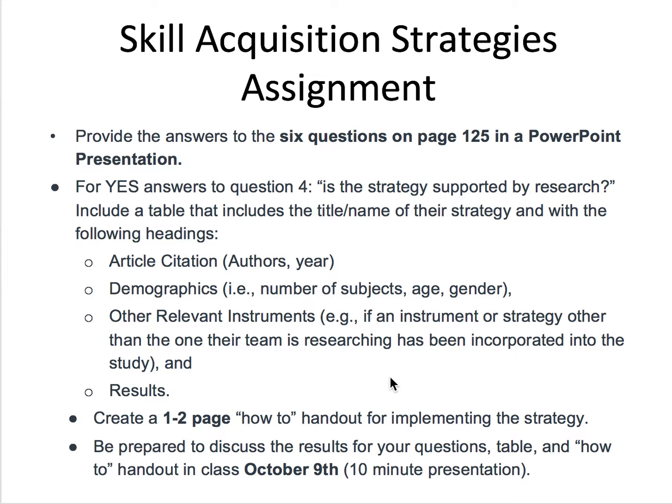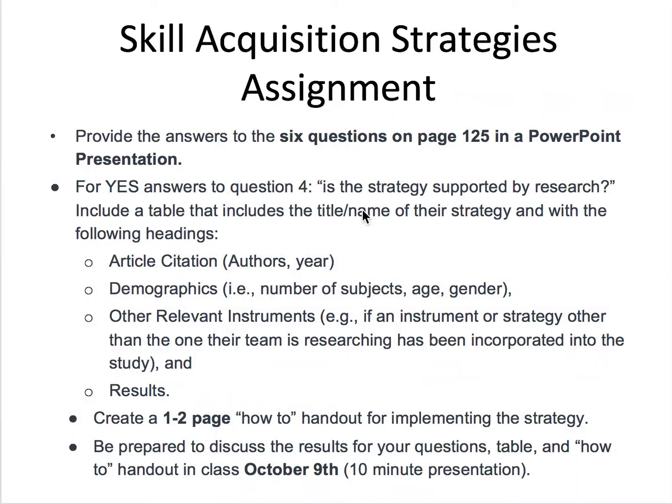So it looks at, what's the skill that's going to be targeted? Does the strategy match the type of skill deficit? And I'm just looking through these on page 125. What is the child's developmental level, language, cognitive functioning that would fit with this strategy? Is the strategy supported by research?